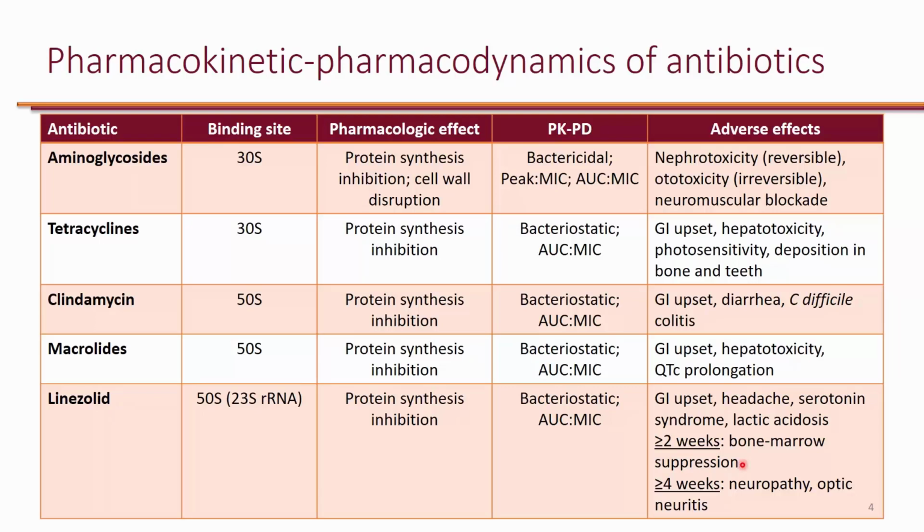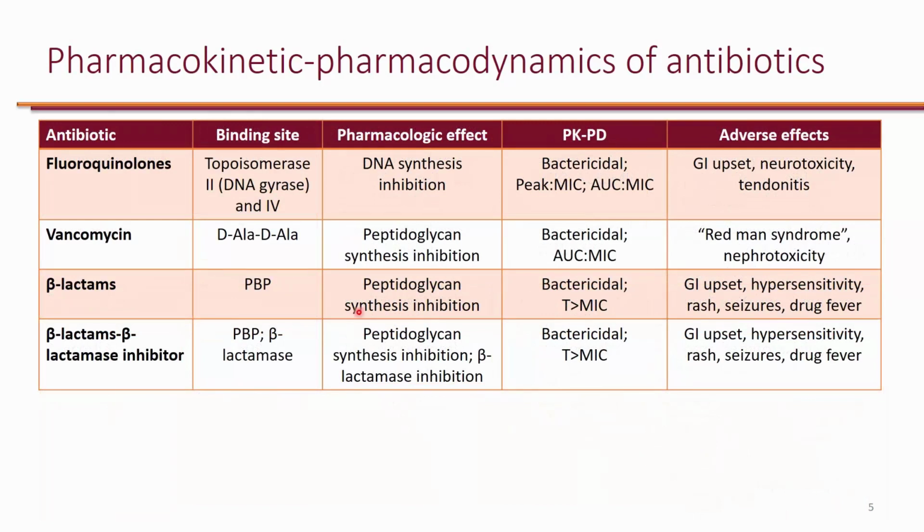So this could be a drop in white blood cells, so neutropenia. It can lead to a drop in red blood cells, so anemia can happen beyond 2 weeks. Now, beyond 4 weeks, that's when neuropathy can happen, and rarely optic neuritis.